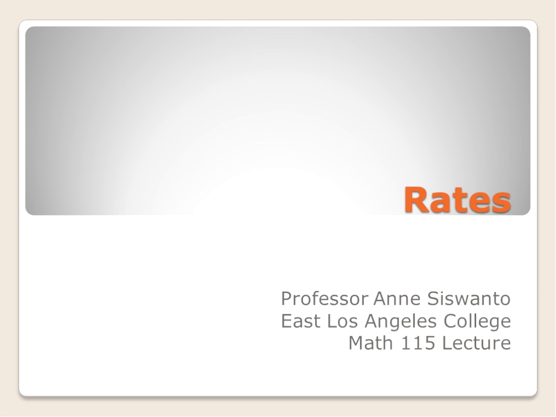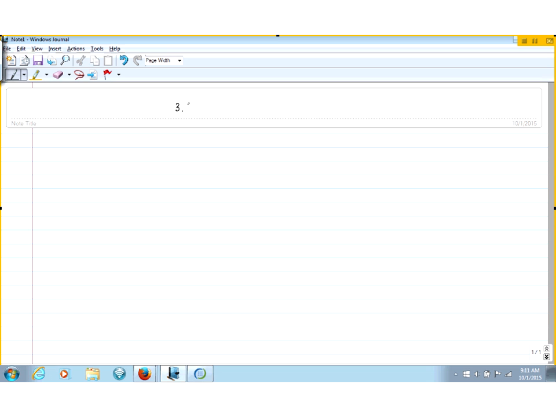Okay, so we're going to talk about rates, which is section 3.4. All right. Let's start. Okay, 3.4 rates. So A is rate of change, and then we will visualize rate of change. What is a rate?